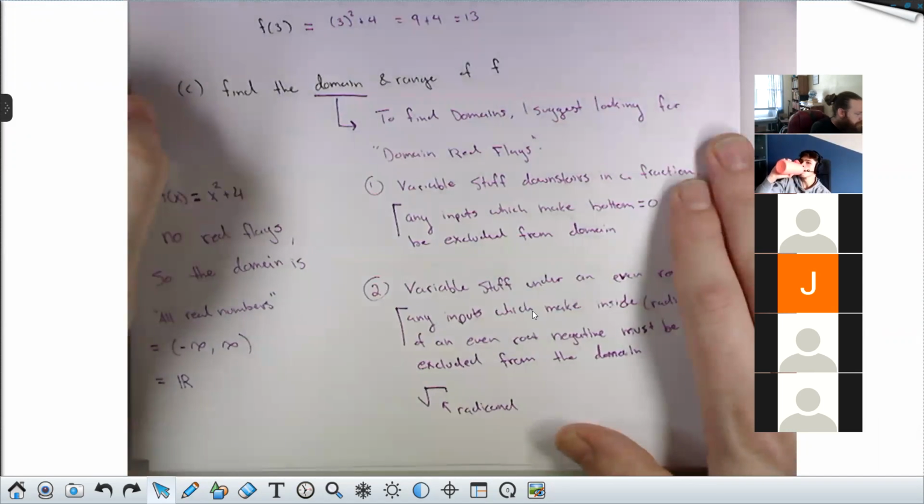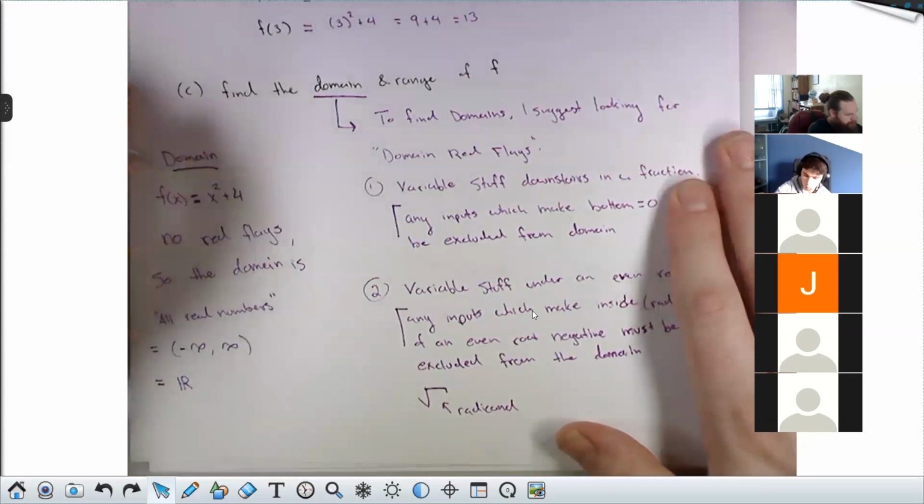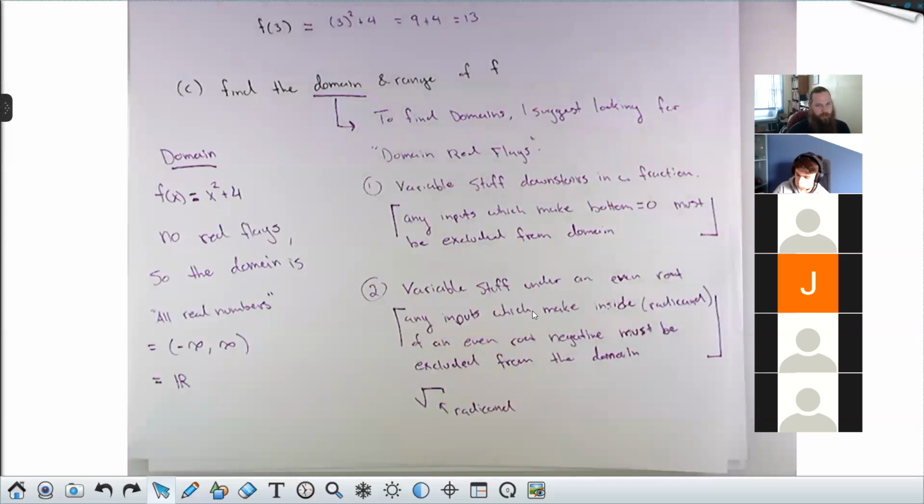You might want to make a little note here. Here's where we actually solve for the domain. Didn't require too much work. We just asked, does this function have any of those red flags? The answer was no, so the domain is all real numbers. For the range, I'll turn the page in a second. We're going to want to look at the graph. 5 more seconds.